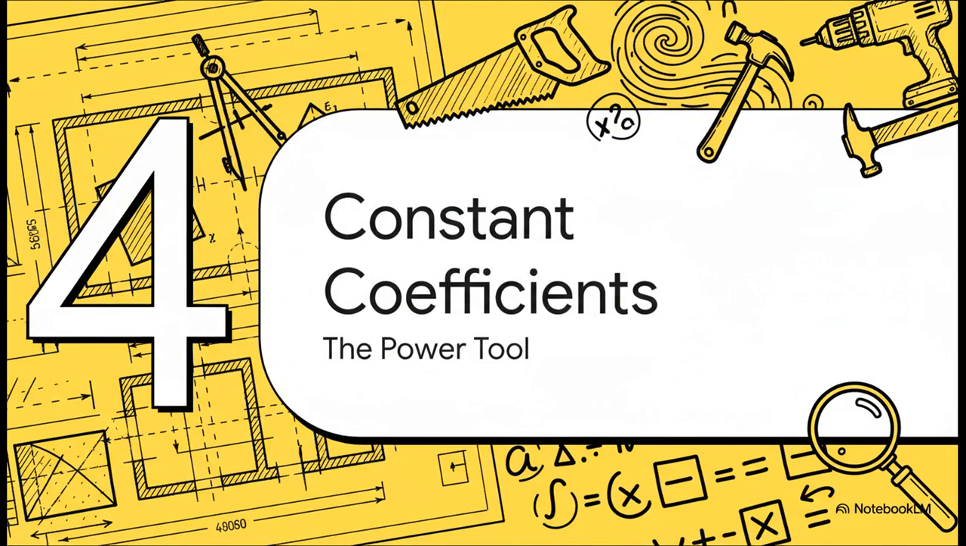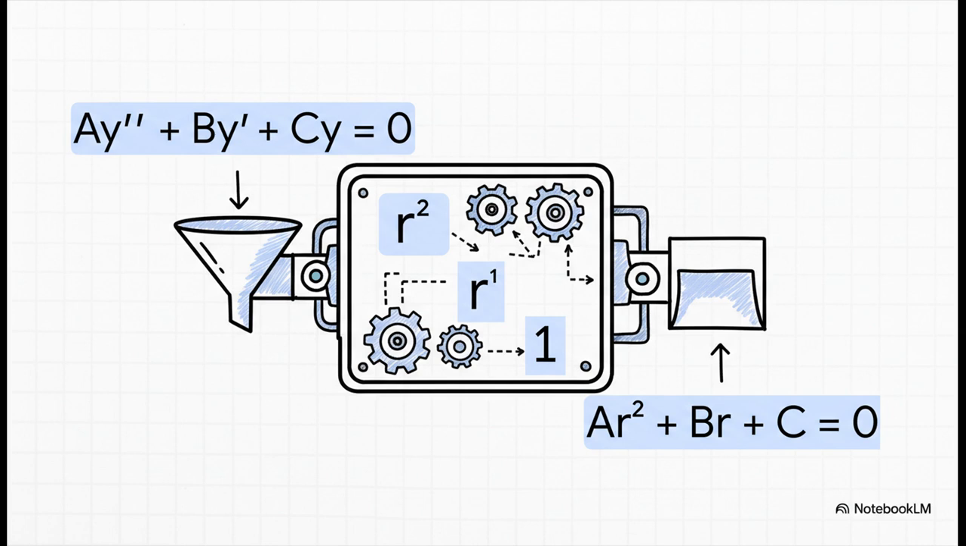All right, so we've got our blueprint and we've got our quality control check. Now it's time for the real power tool in our kit, a method that turns a tricky calculus problem into simple high school algebra. It's awesome. This right here is the magic step.